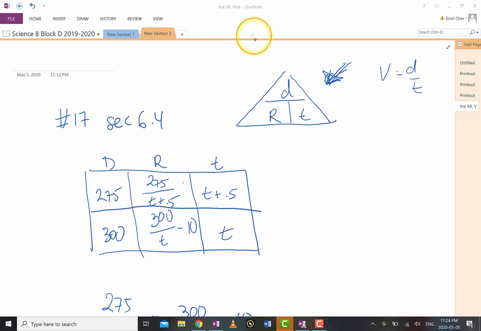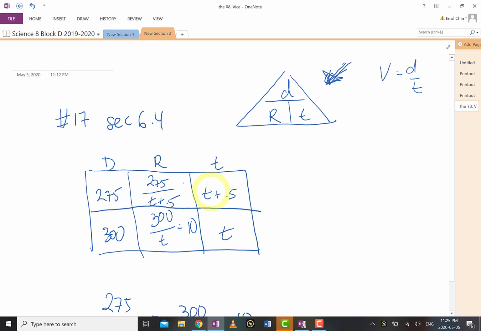The process here is basically we start off with distance, rate, and time. Now we know one distance is 275 and we know the other distance is 300. One's traveling east, one's traveling west. I forget which one's which. Then I went to time. I think the shorter distance took half an hour longer, right?